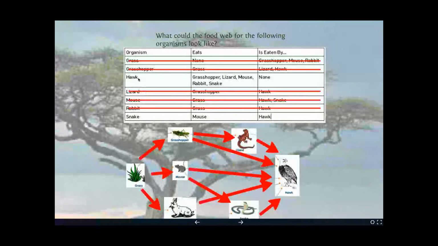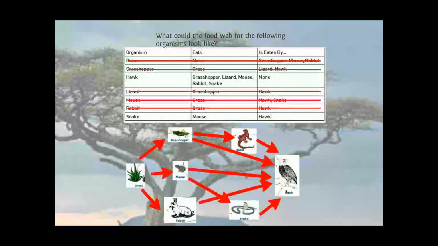Then I've got one organism in my food web that I haven't checked, which is the hawk. Who eats the hawk? Okay, nobody eats the hawk, so I don't need to draw any arrows there, and I'm good. So that takes care of my hawk. And then once every organism is crossed off, you've checked who eats each organism, and you've drawn all those arrows, your food web should be complete.